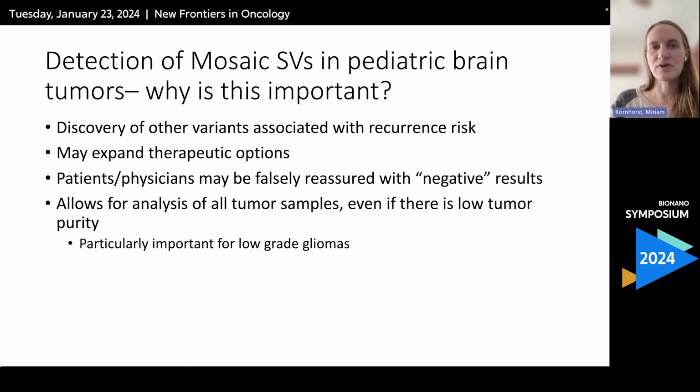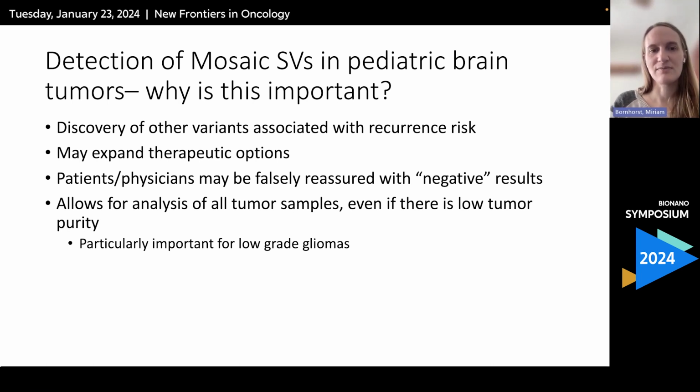So why is it important for us to detect structural variants that are at a mosaic level? These are just a few of the reasons. It not only allows us to discover other variants that may be associated with recurrence risk, but it can potentially expand our therapeutic options. It may help us identify different types of cell populations where you might need to use different therapies to target those populations. And then, of course, physicians or patients may be falsely reassured with negative results.